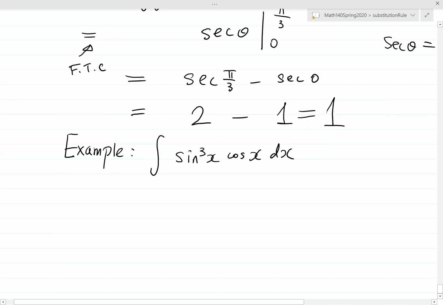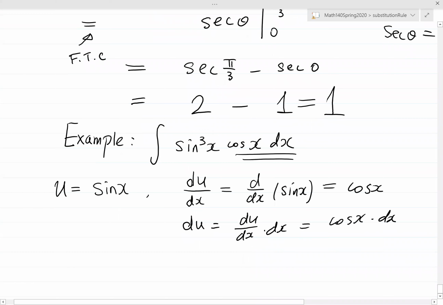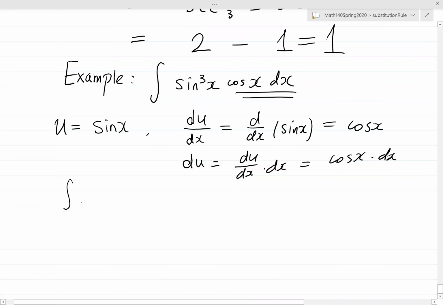Let's see, if we let u be sine x, then what is du? du over dx is the derivative of sine x, which gives cosine x. So du is du over dx times dx, which is cosine x dx. And you see here we indeed have cosine x dx. So by the substitution rule, sine cubed x cosine x dx, we substitute cosine x dx by du.